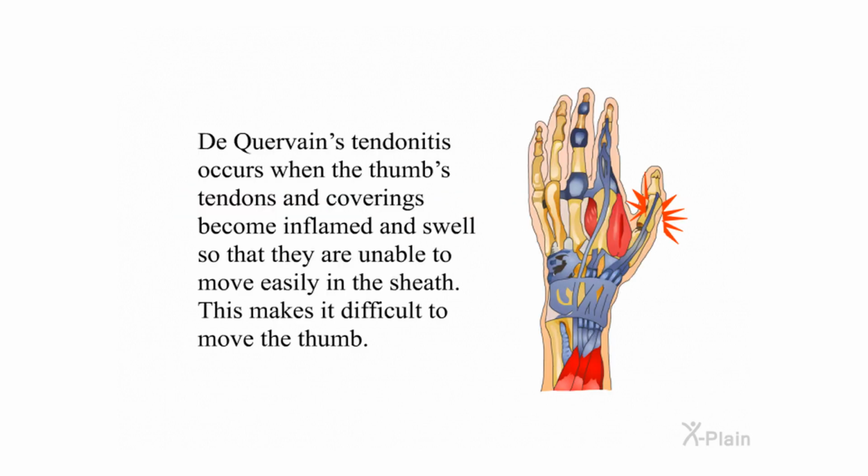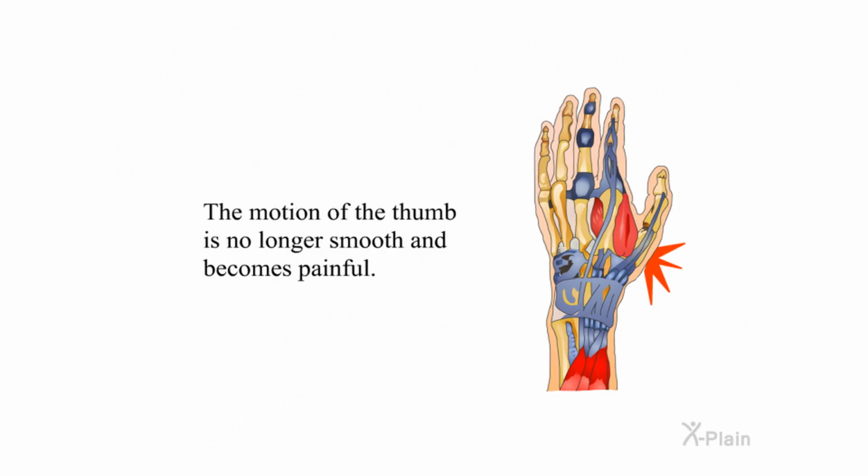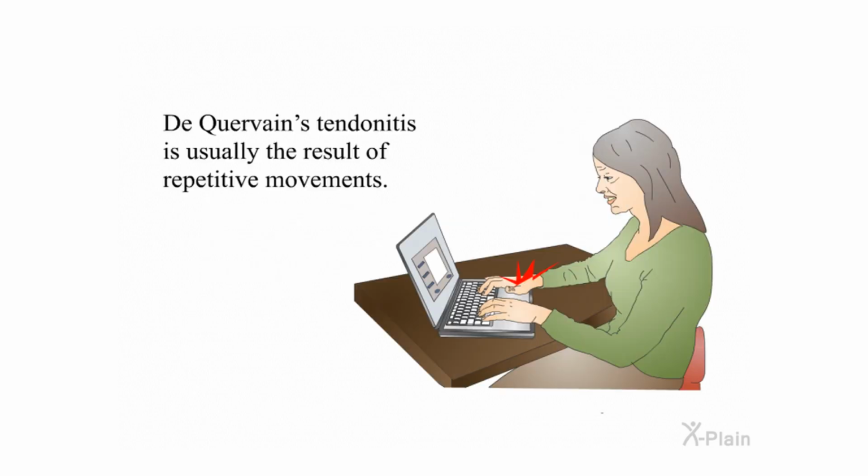Symptoms and their causes. De Quervain's tenosynovitis occurs when the thumb's tendons and coverings become inflamed and swell so that they are unable to move easily in the sheath. This makes it difficult to move the thumb. The motion of the thumb is no longer smooth and becomes painful. De Quervain's tenosynovitis is usually the result of repetitive movements.